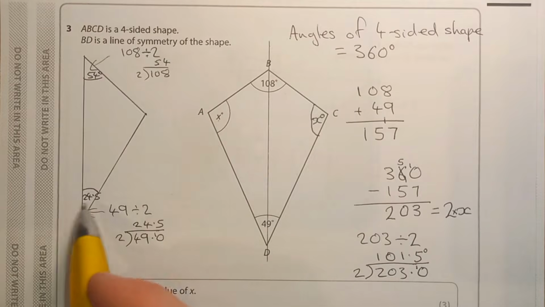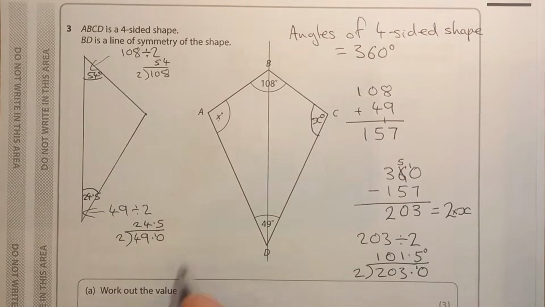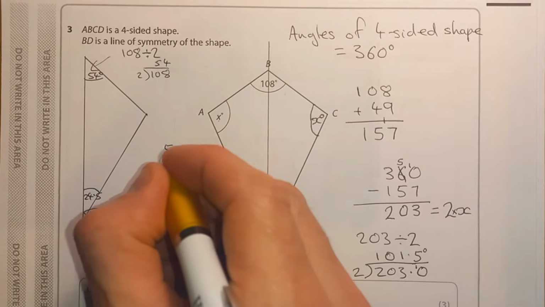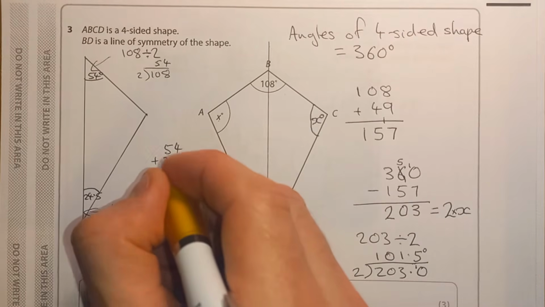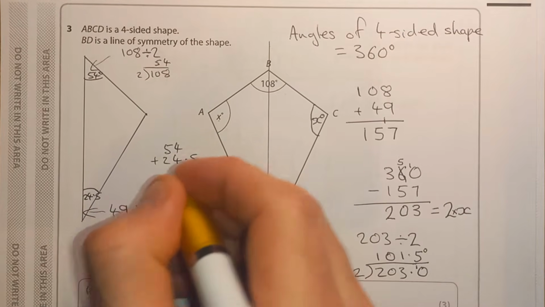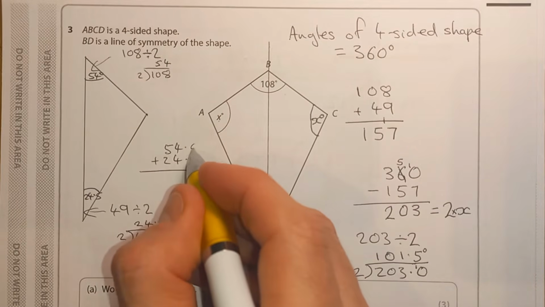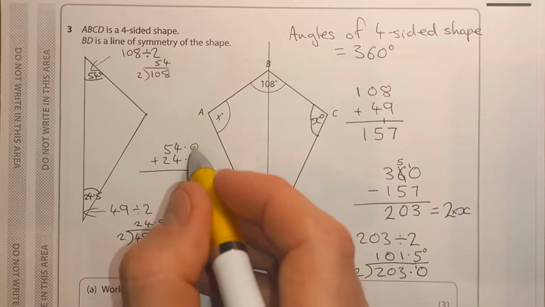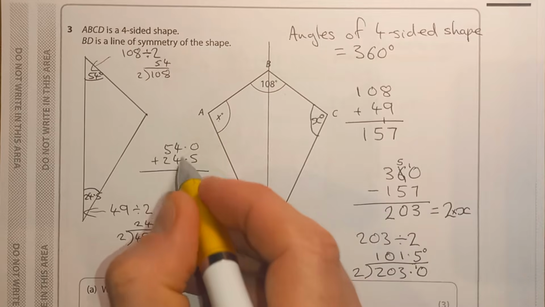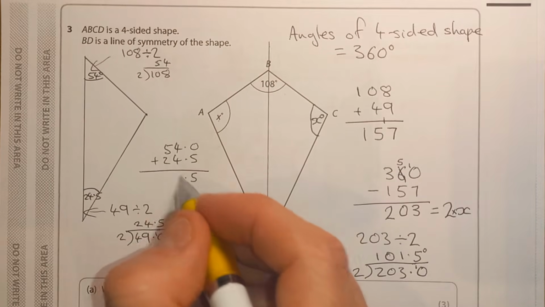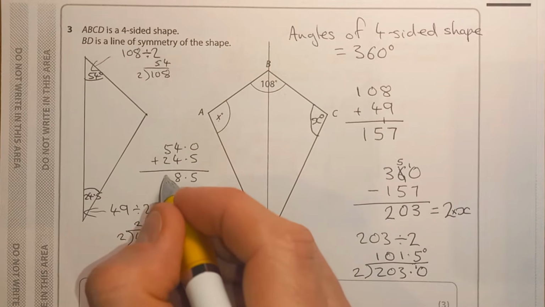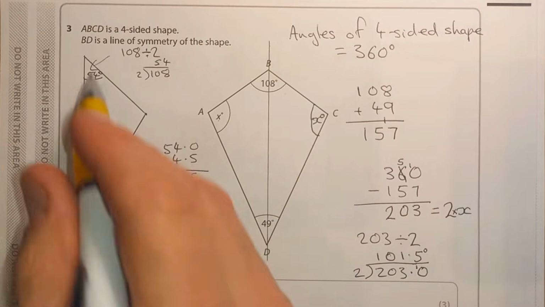So we could then add these two together. So 54 plus 24.5. We can put a 0.0 there, so we've got something to add the 0.5 to. 0 and 5 is 5. Decimal point. 4 and 4 is 8. 5 and 2 is 7. So that's these two angles.